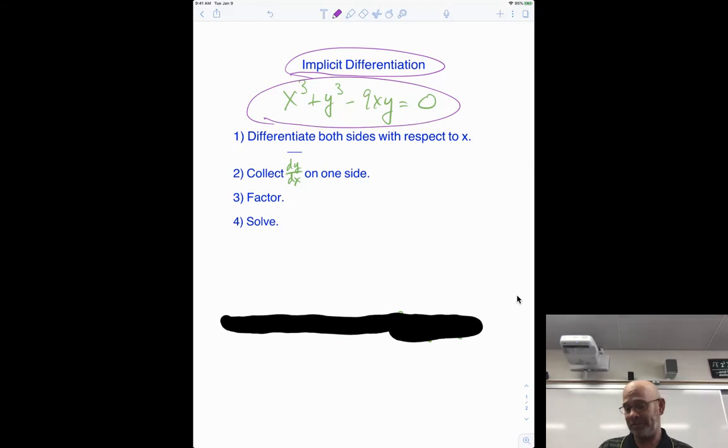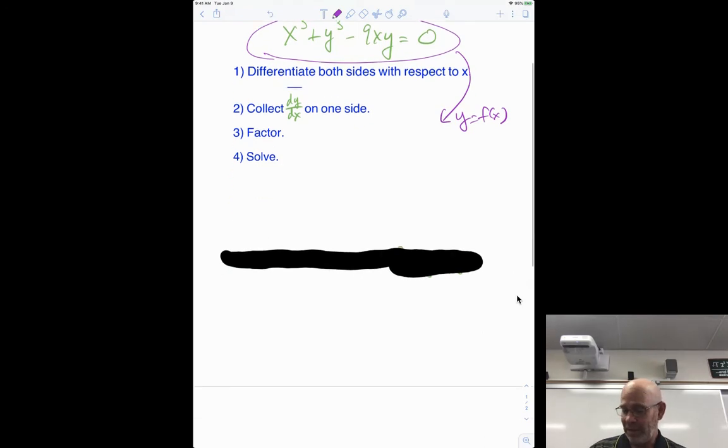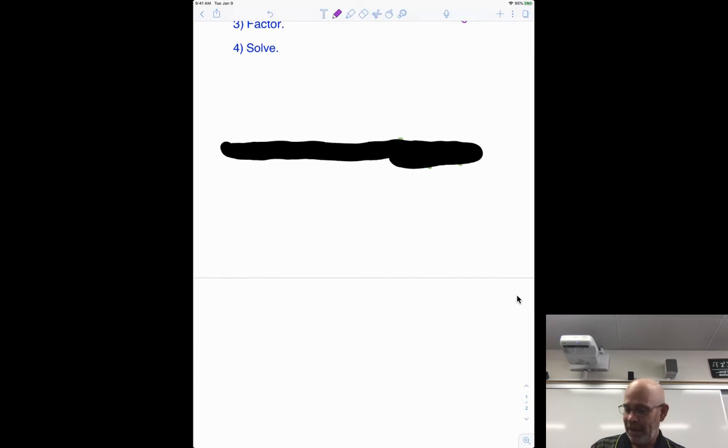It's called implicit. But with a little understanding, let's just pretend for a second that you could solve for y. If you keep thinking that there is some function so that y could be described just in terms of x, that's going to help us remember how to do this implicit differentiation, because we have to use the chain rule in essence. So I'm going to write that same problem again, x cubed plus y cubed minus 9xy equals 0, and walk you through it.